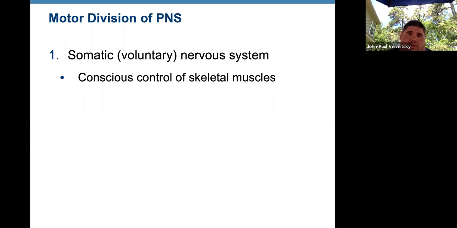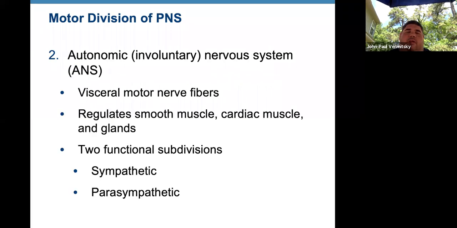We can even take the motor division and break that up into two divisions, and those two divisions would be the somatic or voluntary nervous system. The somatic division of the motor division is going to be conscious control of all of your skeletal muscles, meaning you are consciously in control of when and how you move these muscles. The autonomic or involuntary nervous system, this is where you have your visceral motor nerve fibers. This will regulate smooth muscle, cardiac muscle, and glands.